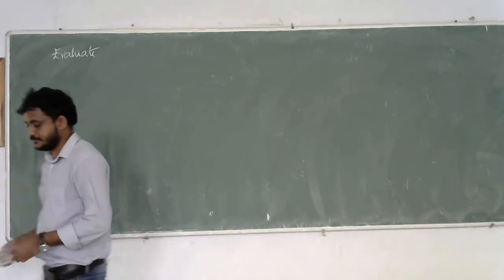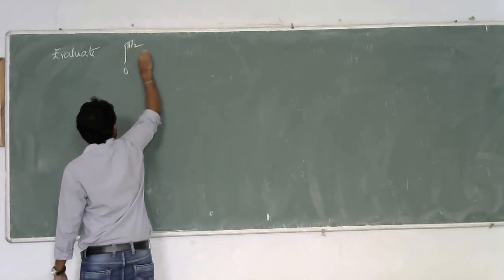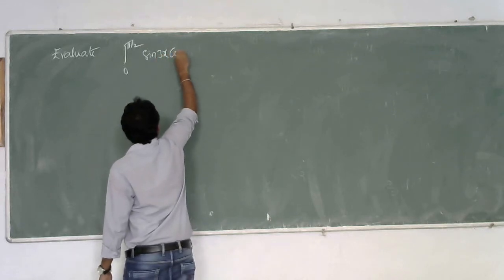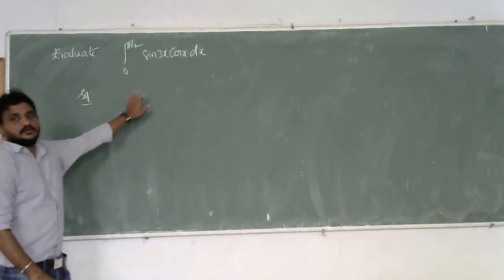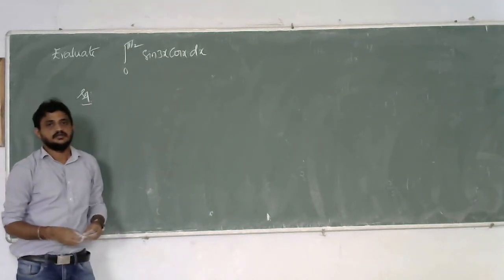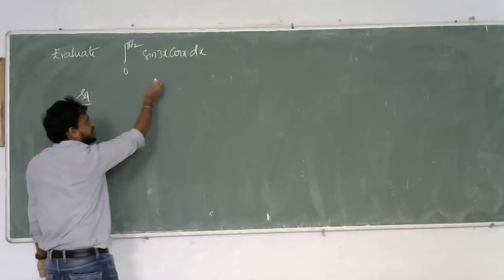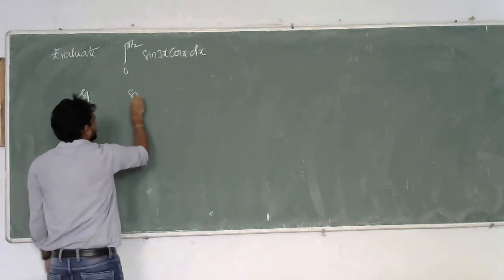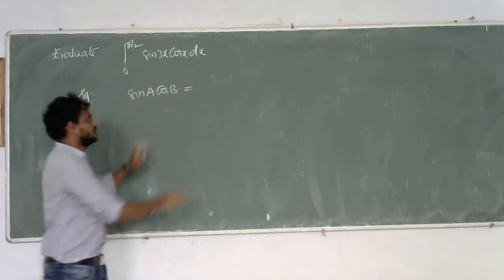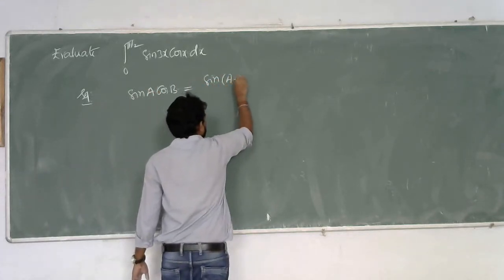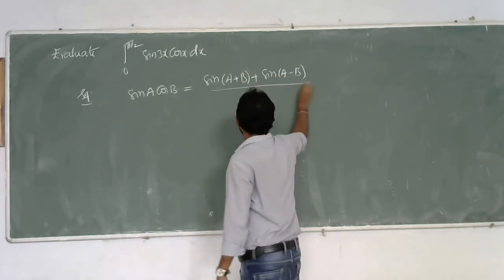Evaluate integral 0 to pi by 2 sin 3x into cos x dx. It's a product of two trigonometric functions, which is in the form of sin A cos B. What is the formula of sin A cos B? Sin of A plus B plus sin of A minus B, by 2.